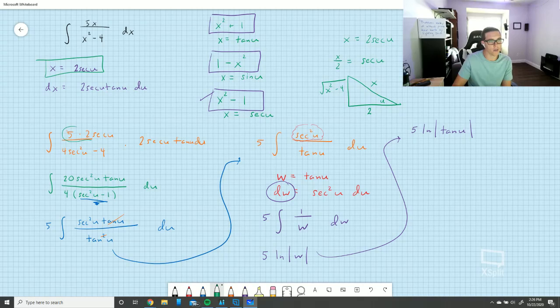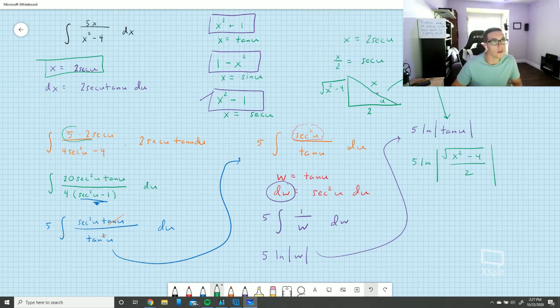If you look at the very beginning problem, we had x squared minus 4 inside the denominator. So that means we're probably on the right track. So from this, we can get the tangent u is opposite over adjacent. And we can put that in right there. Final answer, 5 natural log of x squared minus 4 over 2.